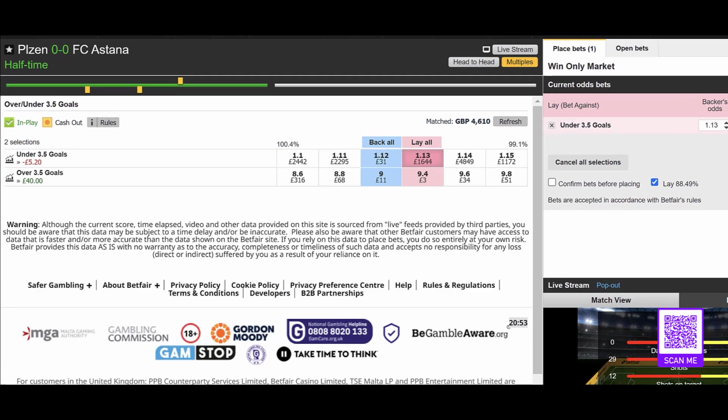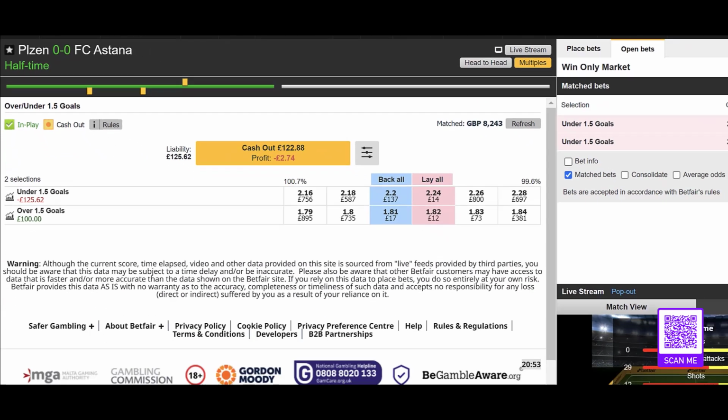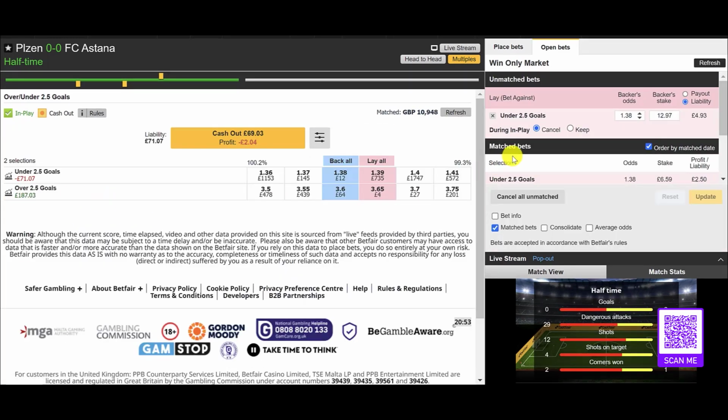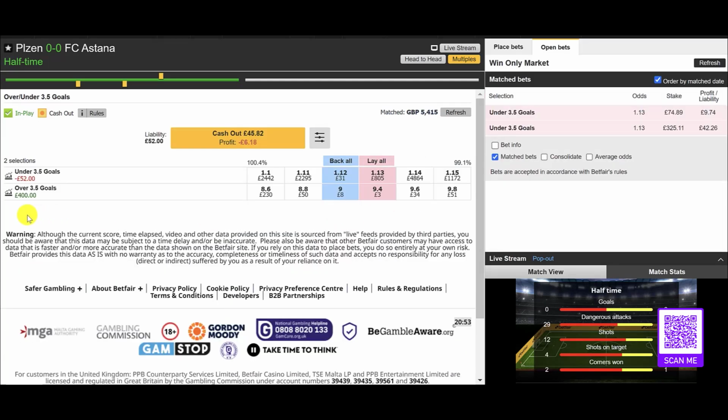So let's get that in as well, okay? And let me show you the positions that we're in. Under 1.5, under 2.5, just about to be taken in full, and then under 3.5, okay? Now let's see if we get some goals in the second half.